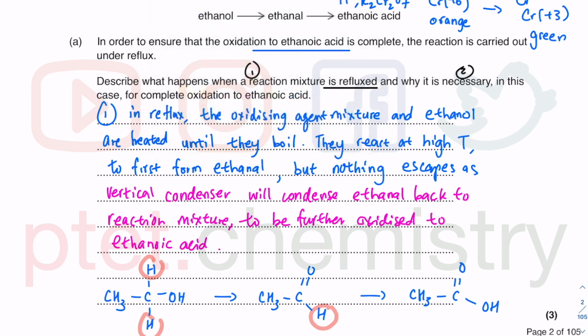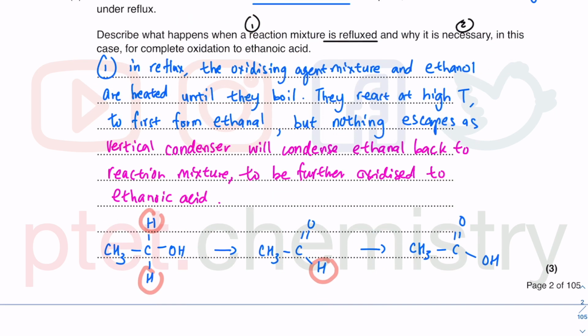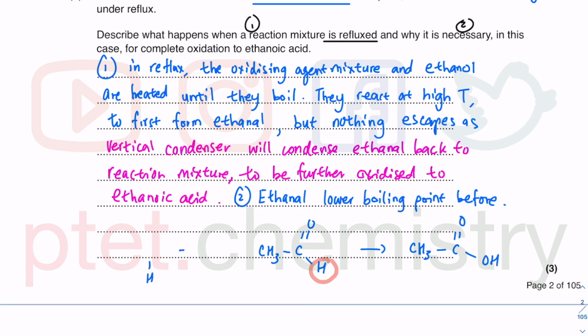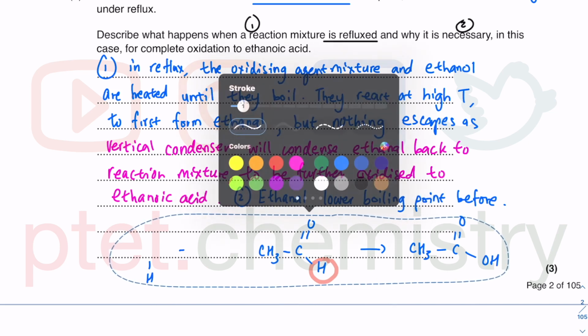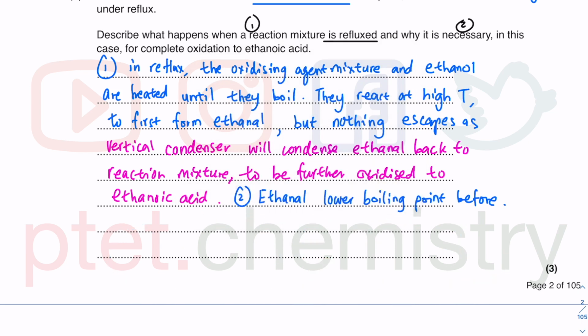So why is it necessary? Well, because ethanal has a lower boiling point. Ethanal boils first before the alcohol, before ethanol. And the reason for that is because if you think about it, the alcohol can form hydrogen bonds, but not your ethanal, because your hydrogen is not bonded to the oxygen in the aldehyde.